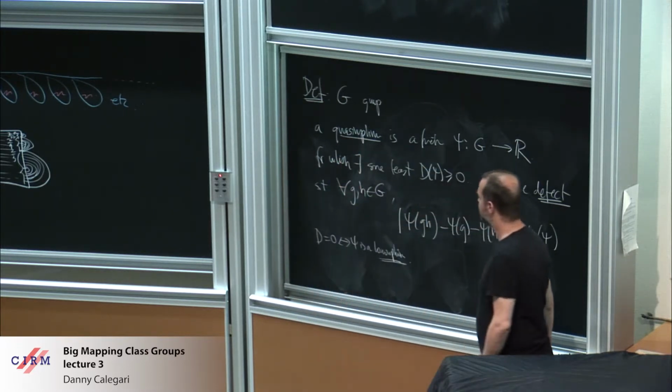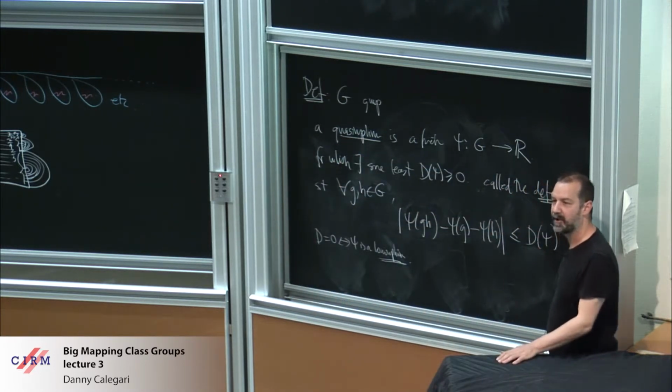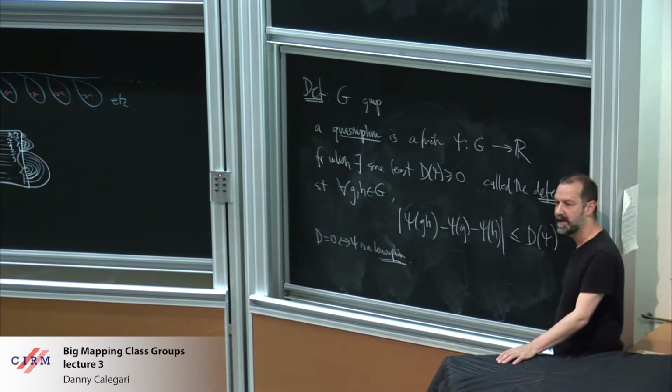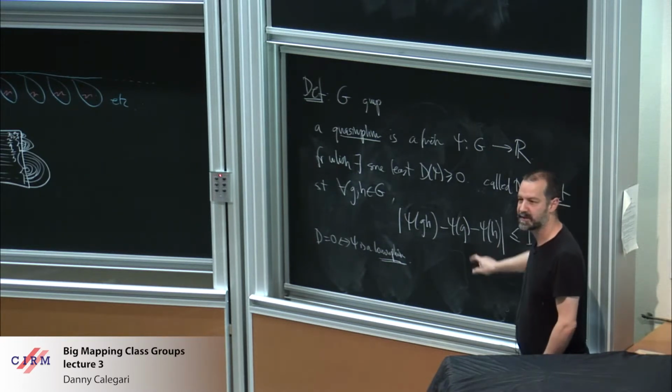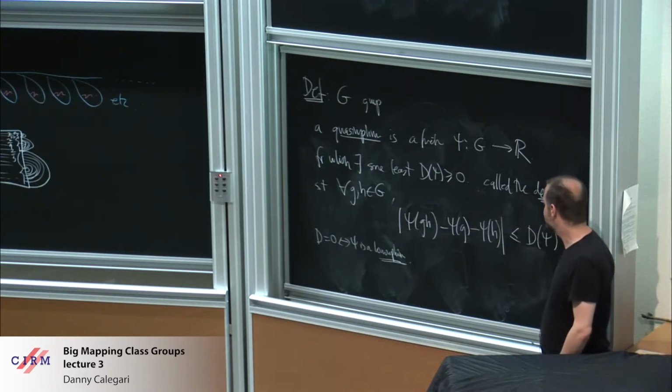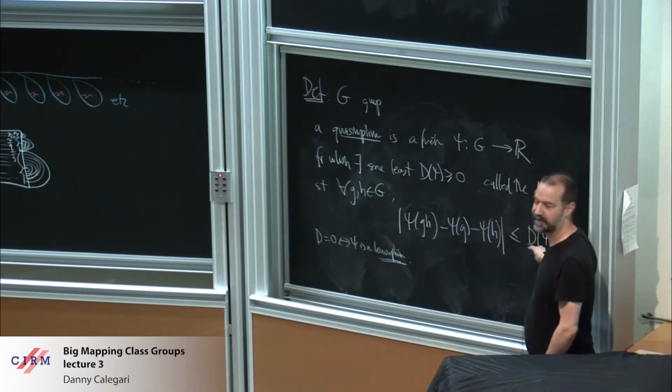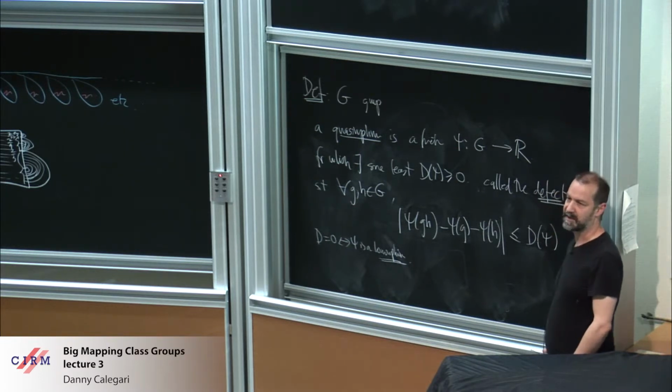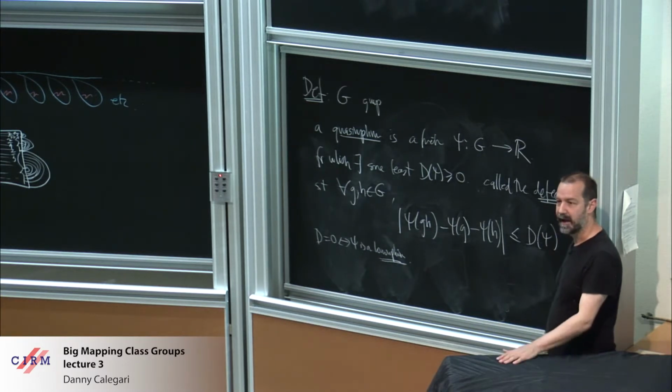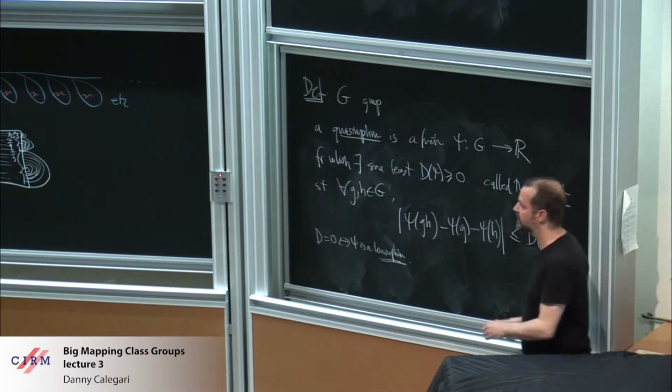So a very uninteresting example of a quasimorphism on any group is a bounded function. If the function just takes the value 6 on every element, for instance, well, it fails to be a homomorphism, but it certainly satisfies this property in a very uninteresting way. So bounded functions on a group, meaning bounded in absolute value, are quasimorphisms. And homomorphisms are also quasimorphisms. And somehow the interesting quasimorphisms are everything else.